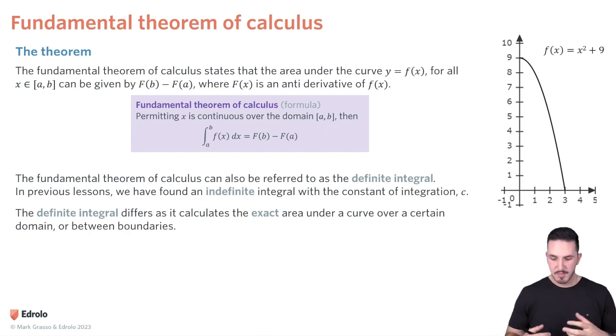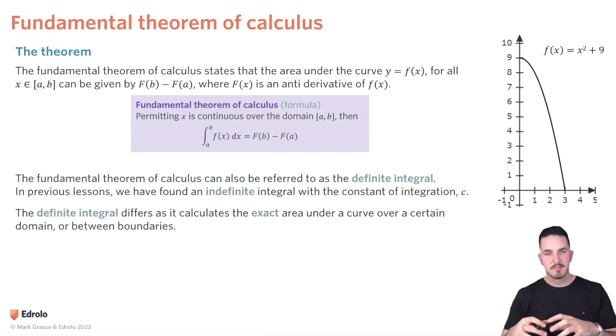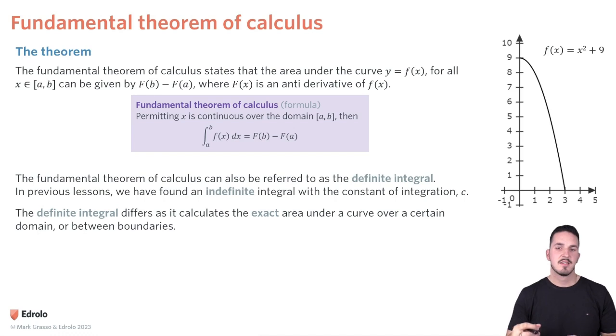So essentially, permitting f of x is continuous over the domain a to b, then we can write the integral from a to b of lowercase f of x dx is equal to capital F of b minus capital F of a. So basically, you first integrate, then substitute in the upper bound, and subtract the lower bound. It can also be referred to as the definite integral.